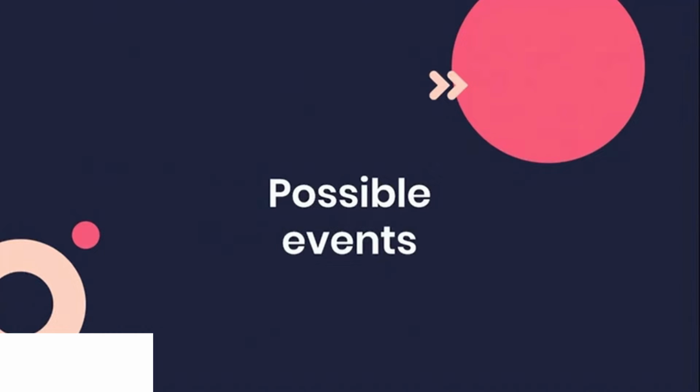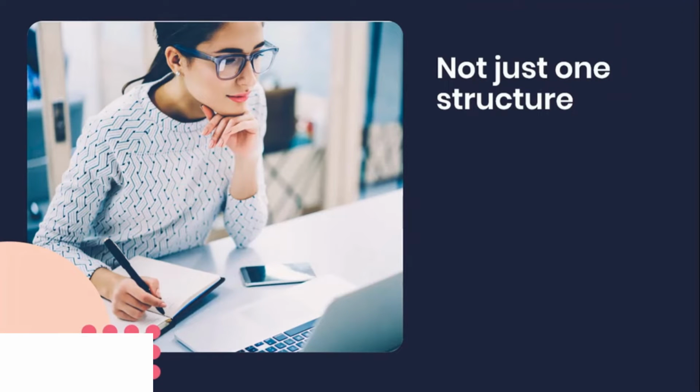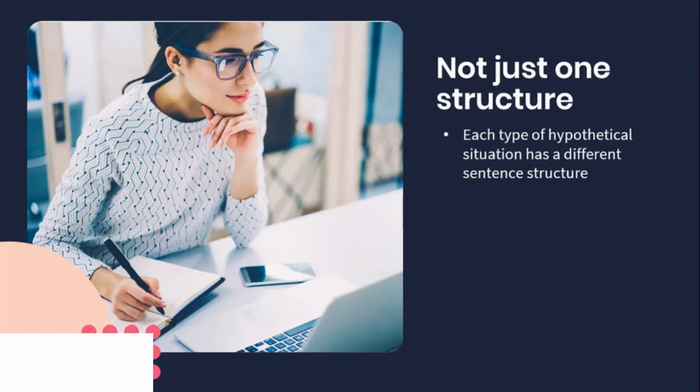But sometimes we want to talk about possibilities. In the last lesson, we explored the first 2 ways to talk about possible events. And now we're going to look at 2 more. Remember, there's not just one structure that we use to talk about hypothetical situations. Each type of hypothetical situation has a different conditional sentence structure.